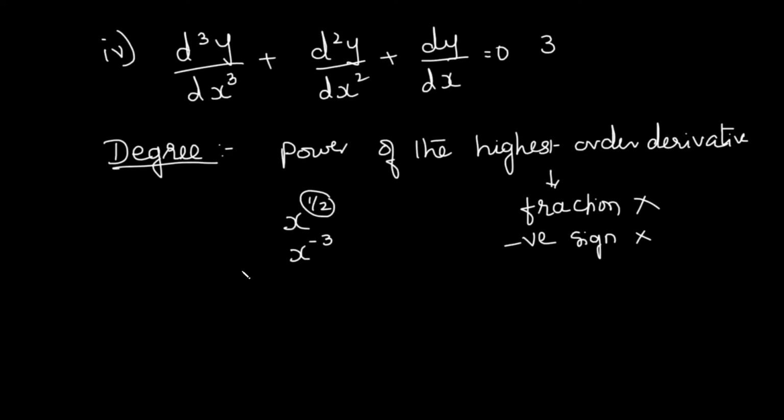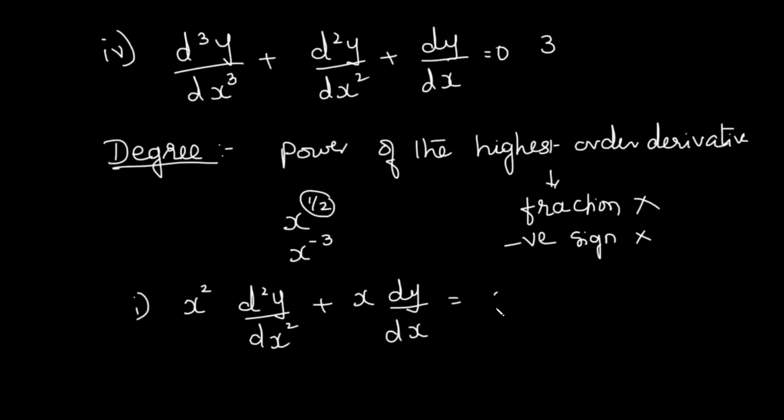So let me give you an example here. For example, suppose we have x square d2y by dx2 plus x dy by dx is equal to 0. So in this case, first of all, what is the order of this differential equation? The order of this equation is 2 because the highest order derivative is d2y by dx2. Okay, so the order of this equation is 2.